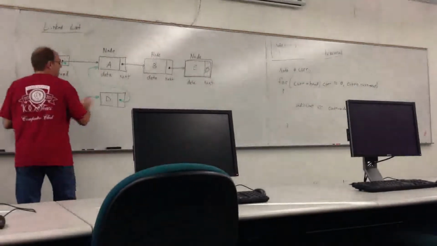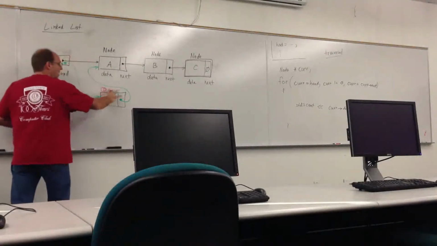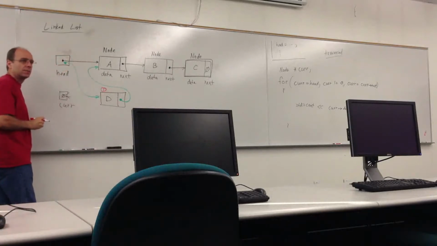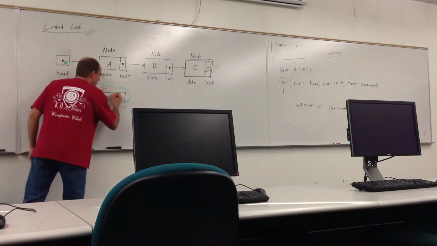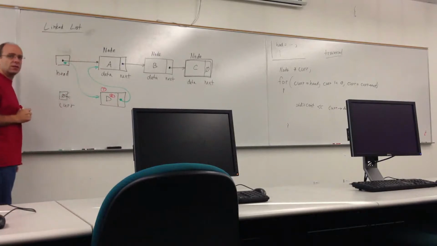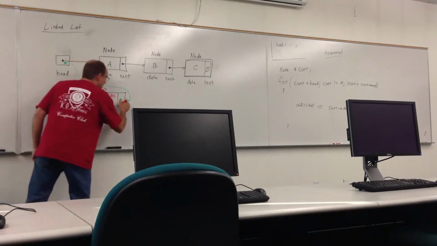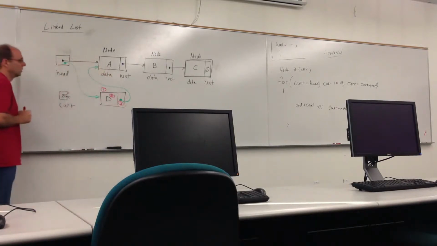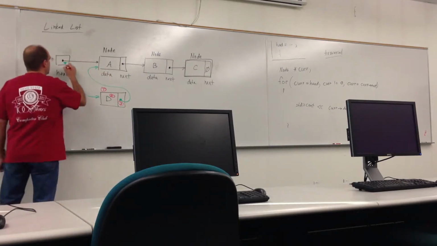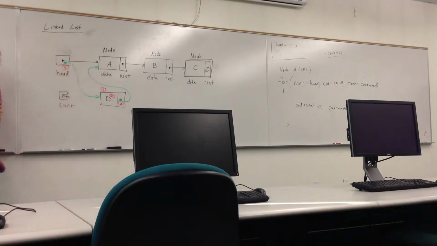So step number 1, I allocated the node itself, right? Step number 2, I inserted the data. Step number 3, I set the pointer, I set its next correctly, and finally, step number 4, I updated head, right?